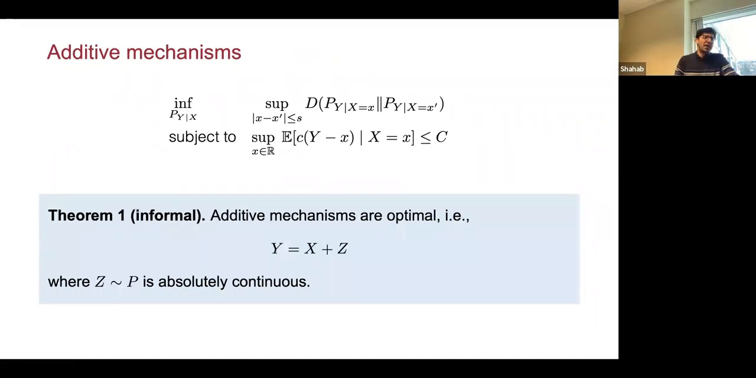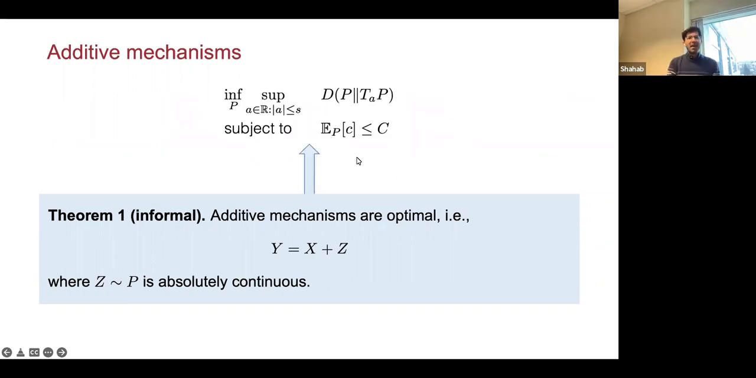The first result that we had was that the optimal mechanism is additive, and that means that what the mechanism does is that you just get the input and then add some noise to it. And this noise, Z, comes from this distribution, which is absolutely continuous. This result is not surprising. Exactly the same result was proved for the single shot setting. But what it implies in our setting is very important. We can use the structure of the optimal mechanism that comes from this result, and then use this structure to simplify this optimization problem.